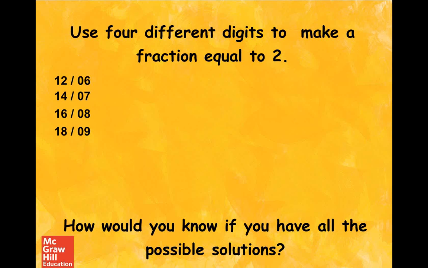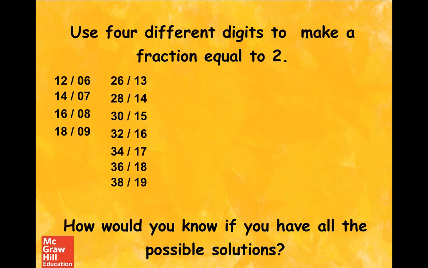And then we might follow that same pattern by just counting upward. What if the denominator was 10? What would the numerator need to be? 20. Would we have 4 different digits? And the answer is no, because we used the 0 twice. The same happens when we use 11 and 12. The next group of numbers starts with 13.